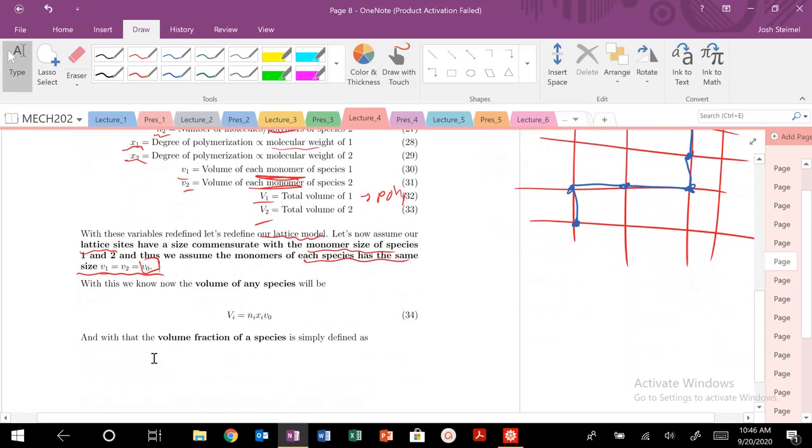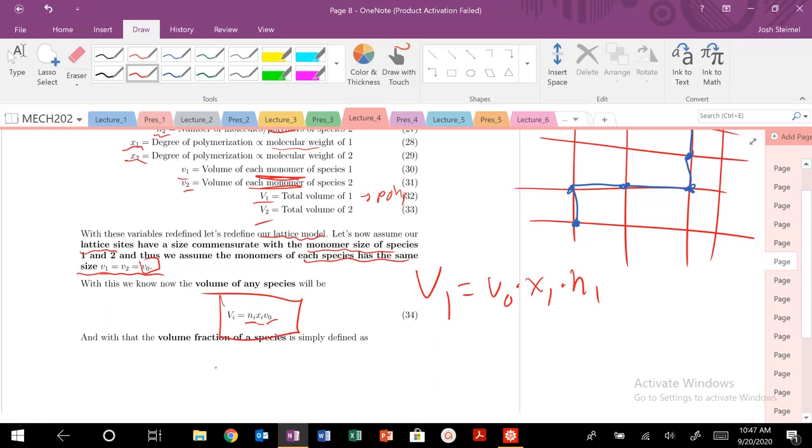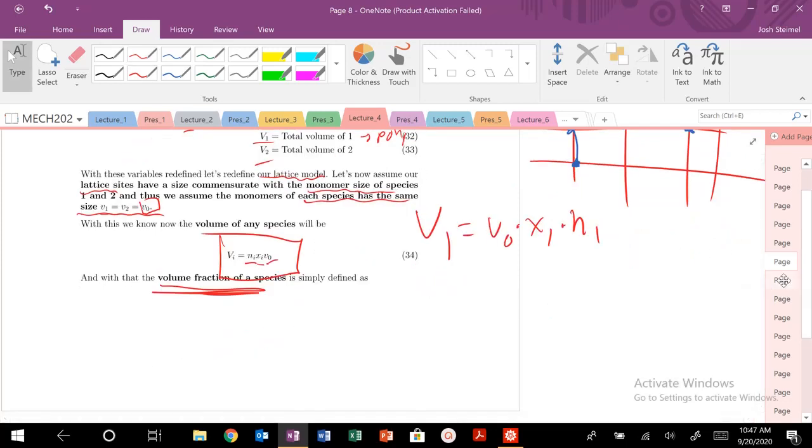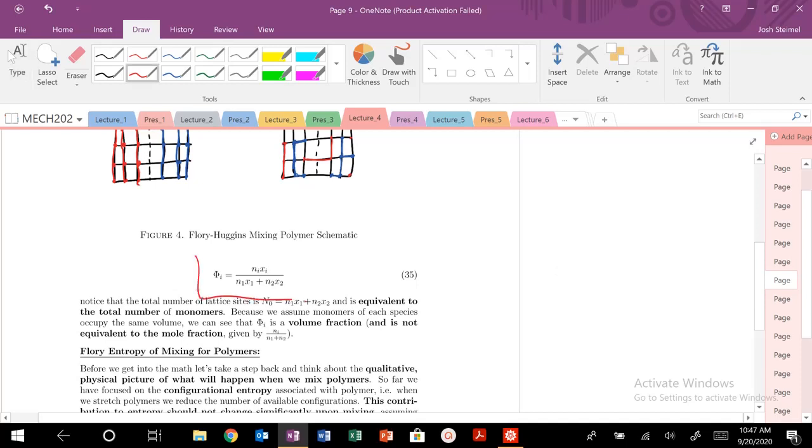That will allow us to calculate our total volume, because the total volume of our polymer will just be the volume of the monomer times x1, the number of monomers, times n1, the number of polymers. So the volume of species 1, to say that slowly, is proportional to v naught, our monomer volume, times x1, the number of monomers, times n1, the number of polymers. So if I have 10 polymers, each with a given degree of polymerization, I can figure out the volume.